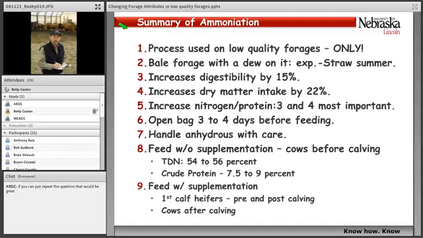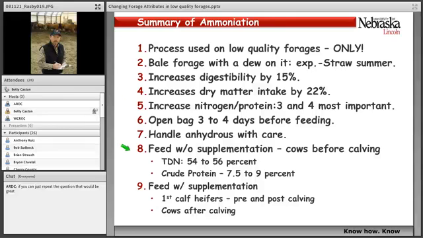From a management standpoint, even if you ammoniate this in the summer and you're going to feed it in wintertime, I'd open up that stack 2 to 3 days before you feed it, because there will still be some anhydrous ammonia in there, and that helps it to dissipate out. Handle anhydrous with care. That would be pretty important.